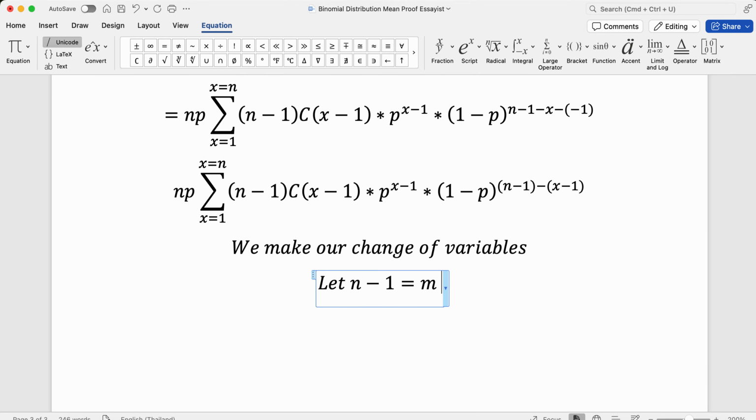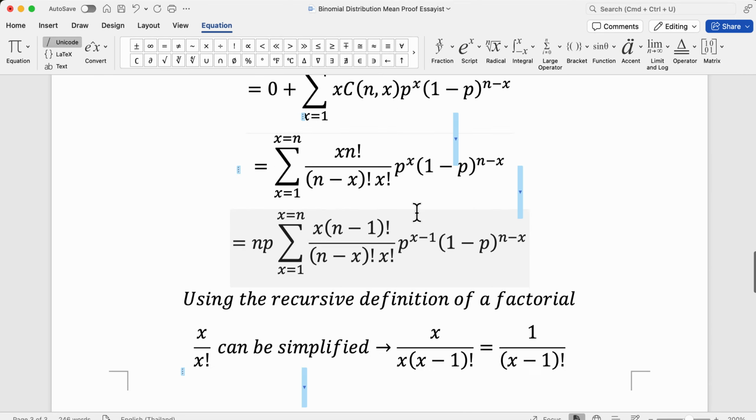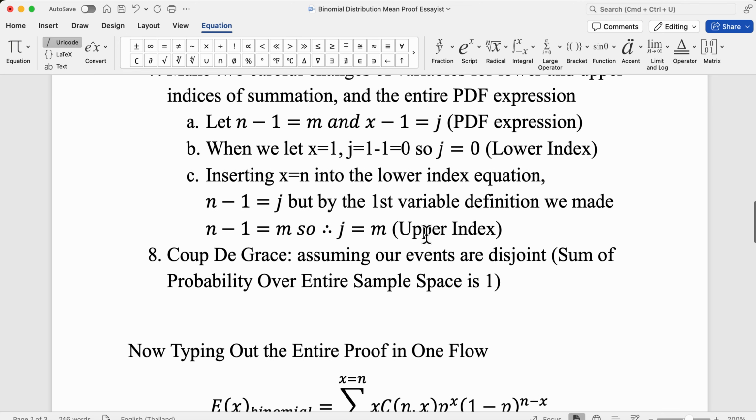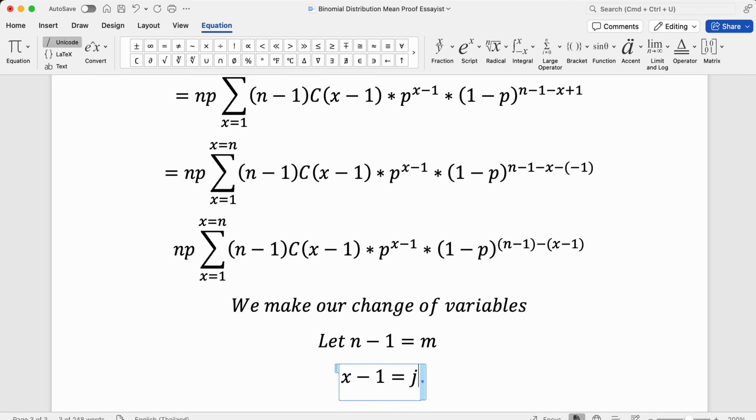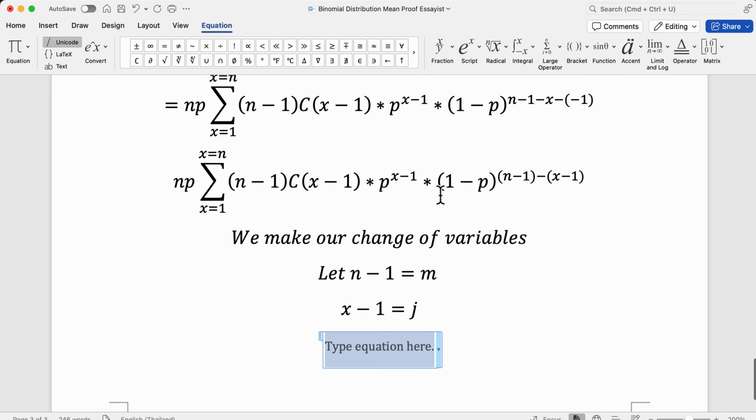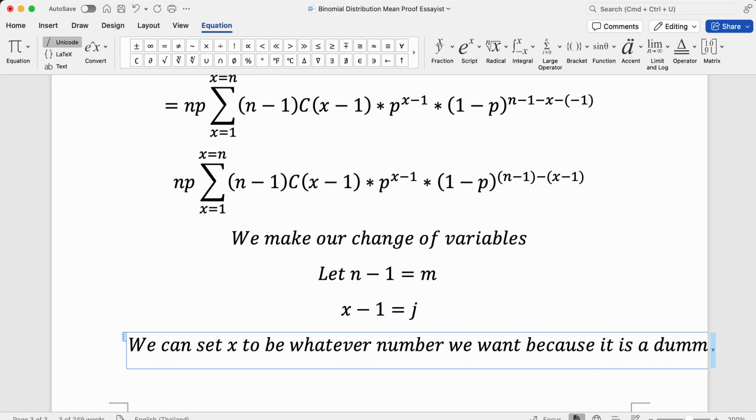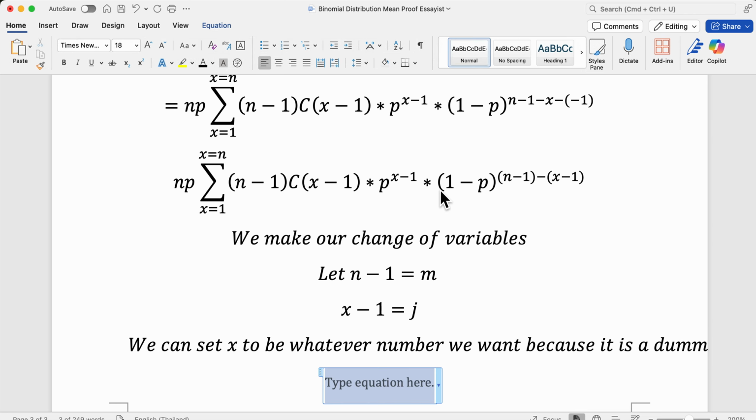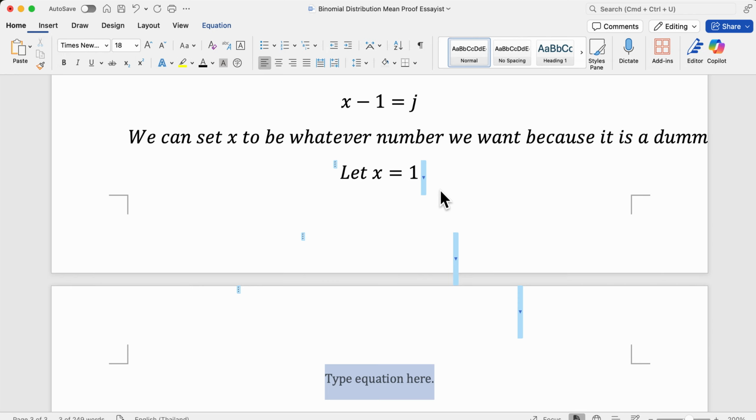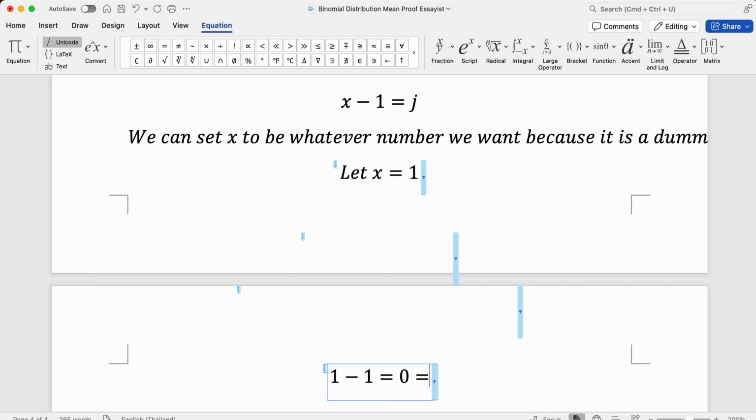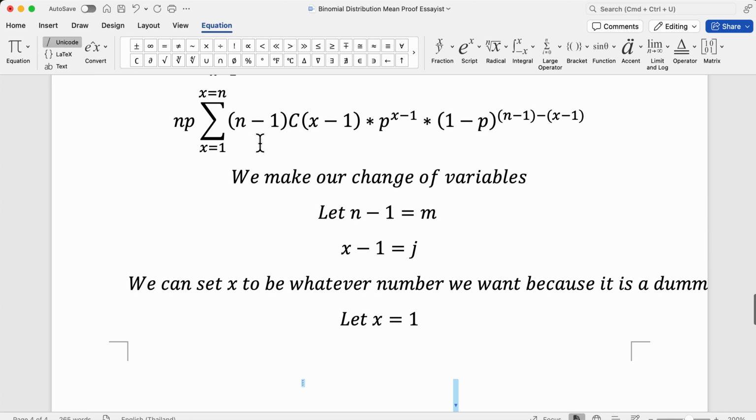And then another line, x minus 1 equals j. But here's the thing. We can set x to be whatever number we want because it is a dummy variable. So let x equals 1, 1 minus 1 equals 0 equals j. So the bottom index becomes j equals 0 over here.